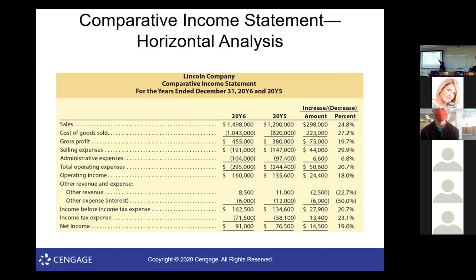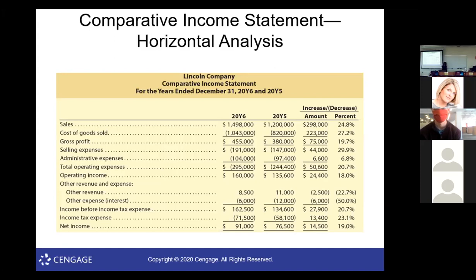So the cost of selling these items increased by more than the sales did. Now, if we look at the gross profit, that's still a healthy gross profit. It's almost 20%. But what we can tell is that maybe the company needs to figure out how to control some of their expenses, right? Because if their sales increased by 24.8, but the cost of those sales increased by 27.2, maybe that could tell us that there's some inefficiency there. But the gross profit increase of 19.7% is significant.